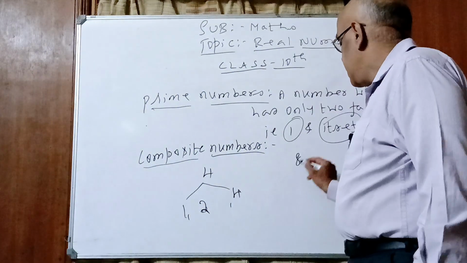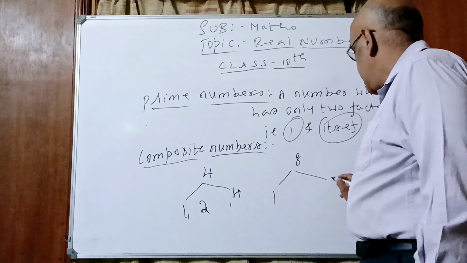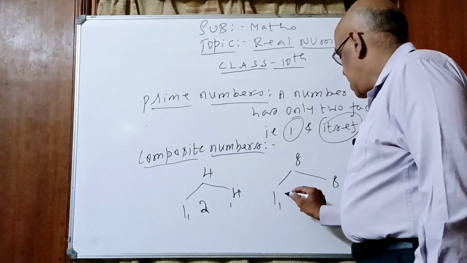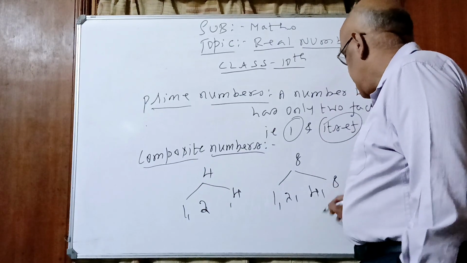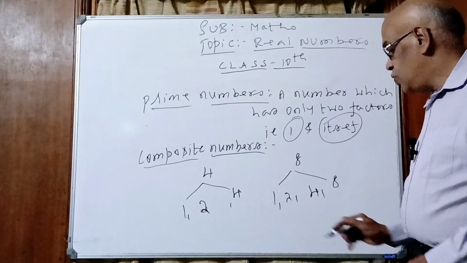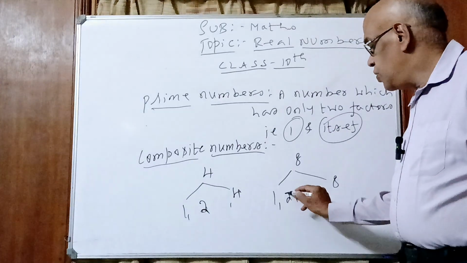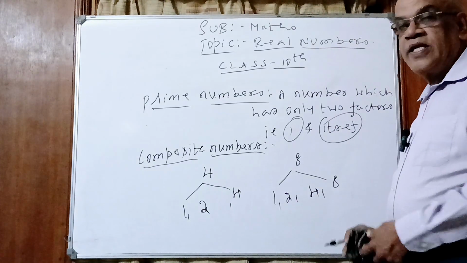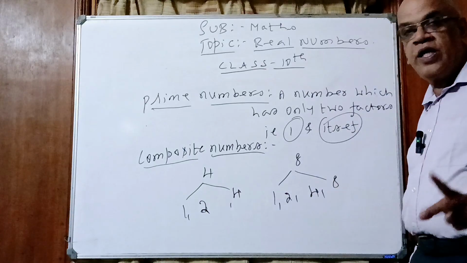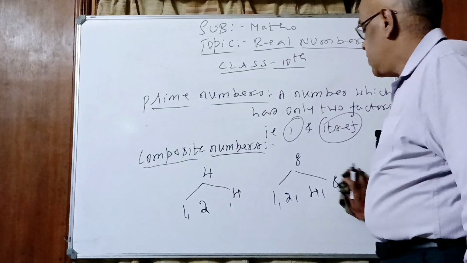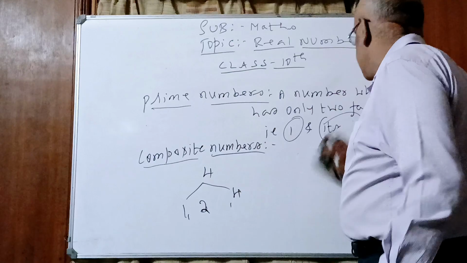Take 8. 8 has how many factors? 8 has 4 factors. 1, 2, 3, 4. No need to check what the factors are. How many factors does it have? More than 2. It's a composite number. Yes or no, children? Yes.